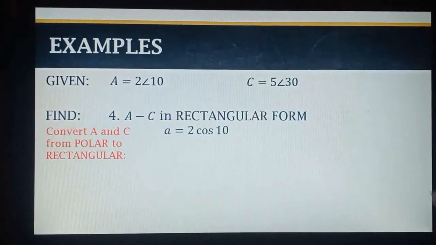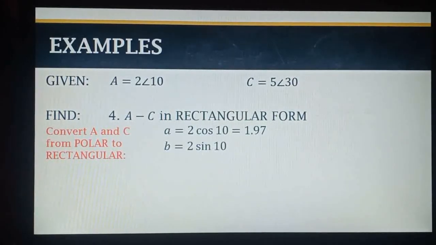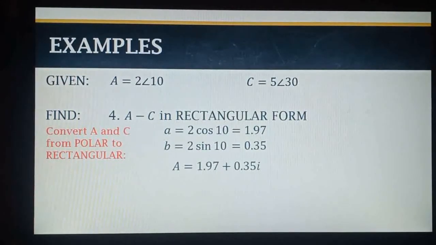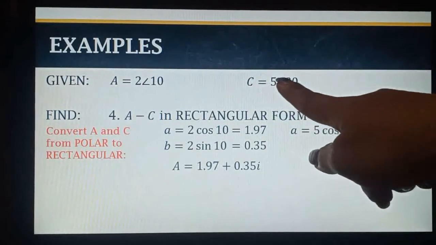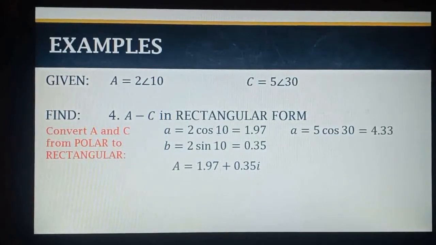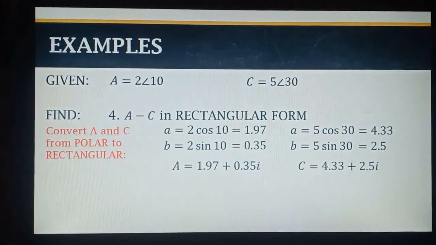So for the A, that is 2 cosine 10, which is equivalent to 1.97. Then for the B, that is 2 sine 10, which is equivalent to 0.35. Therefore, the rectangular form of complex A is 1.97 plus 0.35i. Then the A of the complex C, that is 5 cosine 30, equivalent to 4.33. B is 5 sine 30, which is equivalent to 2.5. Therefore, complex C is 4.33 plus 2.5i in rectangular form.